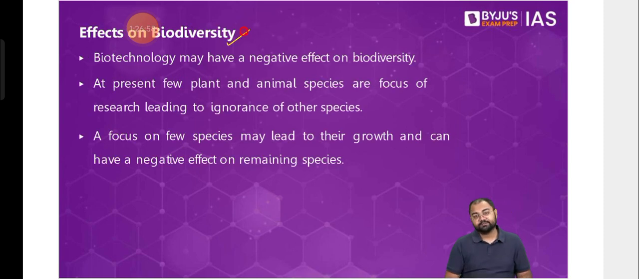Then the effects on biodiversity. Biotechnology can have a negative impact on biodiversity, something that we discussed in the context of GM mustard as well. We would see that GM mustard can lead to a decrease in biodiversity, because a lot of variants of mustard will go extinct because GM mustard will be used.